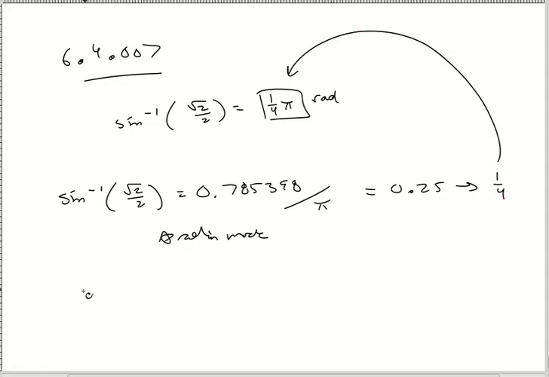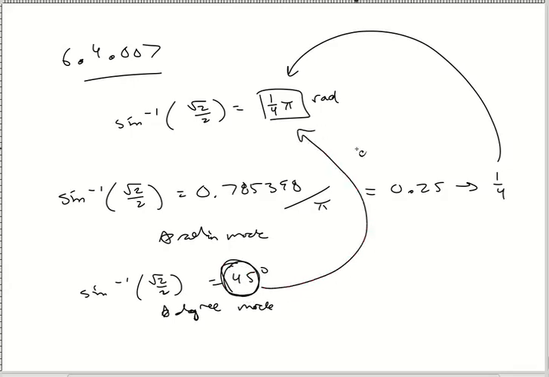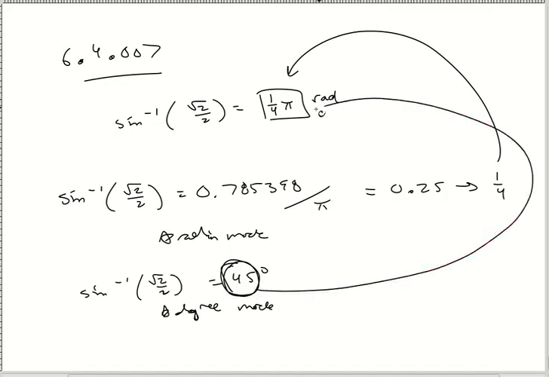Now, what if I were to do all this in degree mode? What would it look like? So I know that looks super sloppy, sorry. Degree mode, what would I get now? So the arc sine of square root 2 over 2, I got 45 degrees. Well, it's not really the answer. Could I take 45 degrees and somehow convert it into radians? Yep. So either way is perfectly fine if you're going to use a calculator.